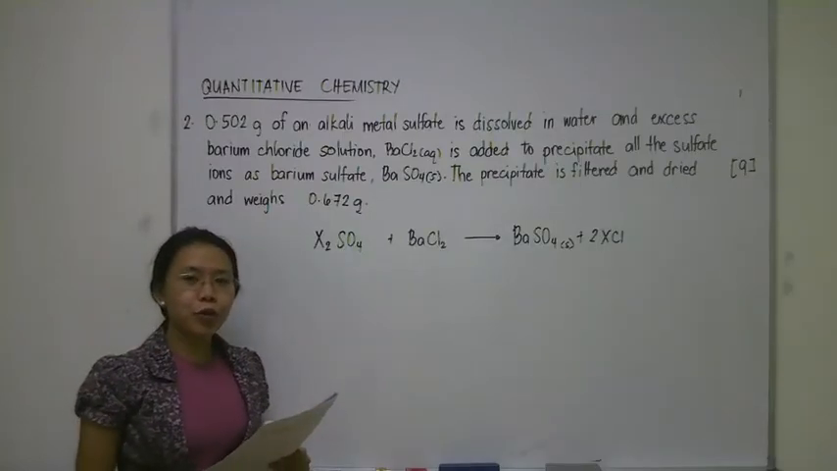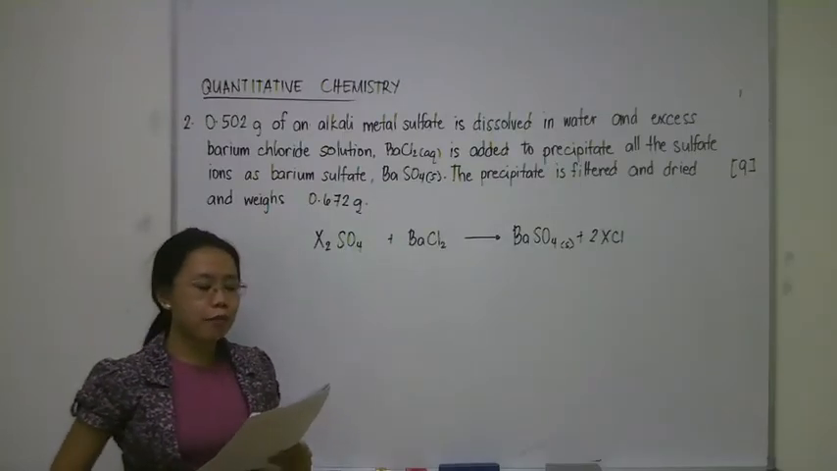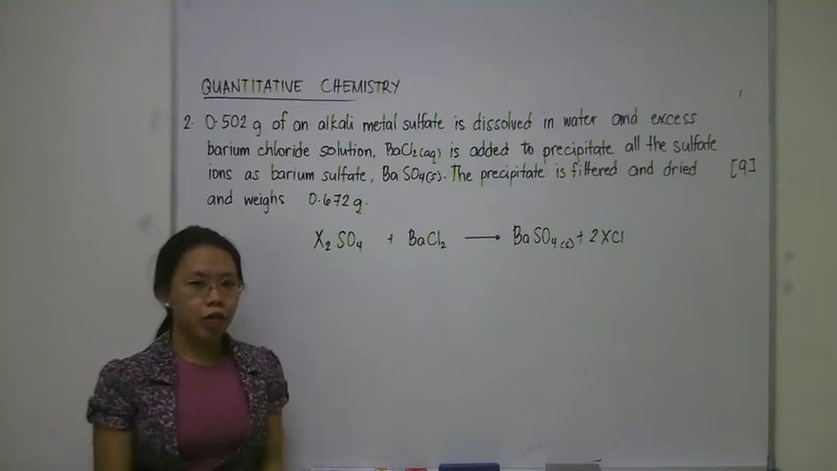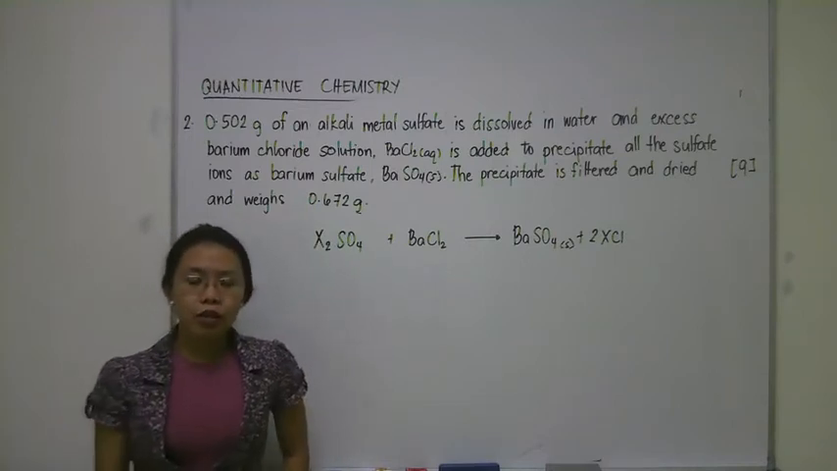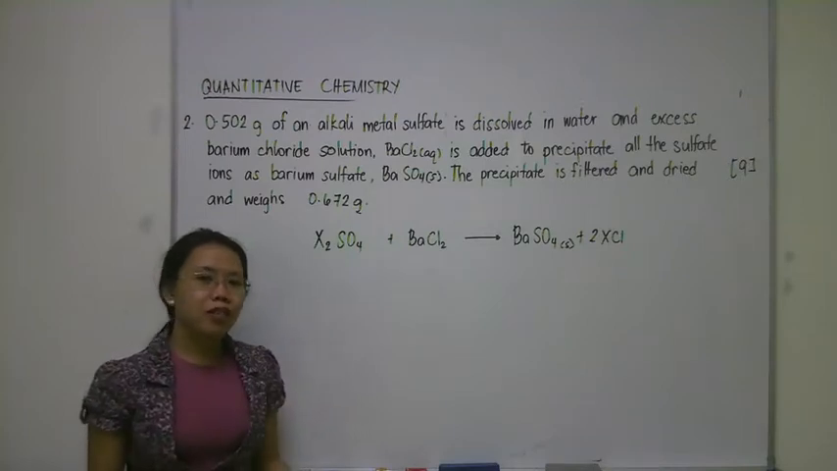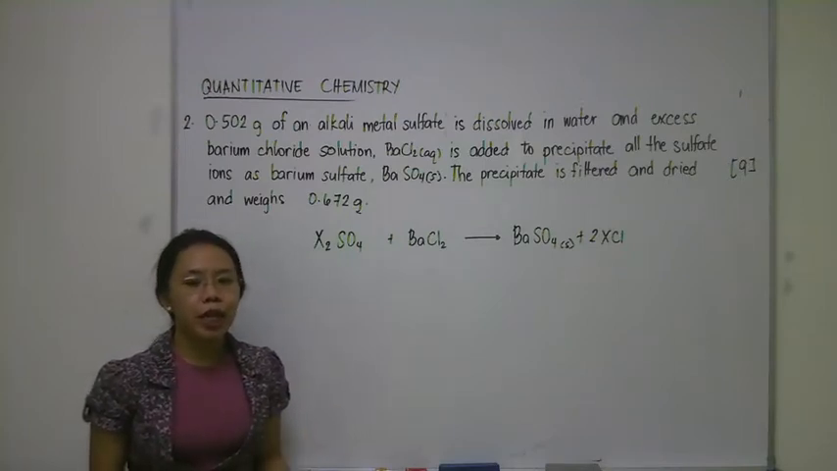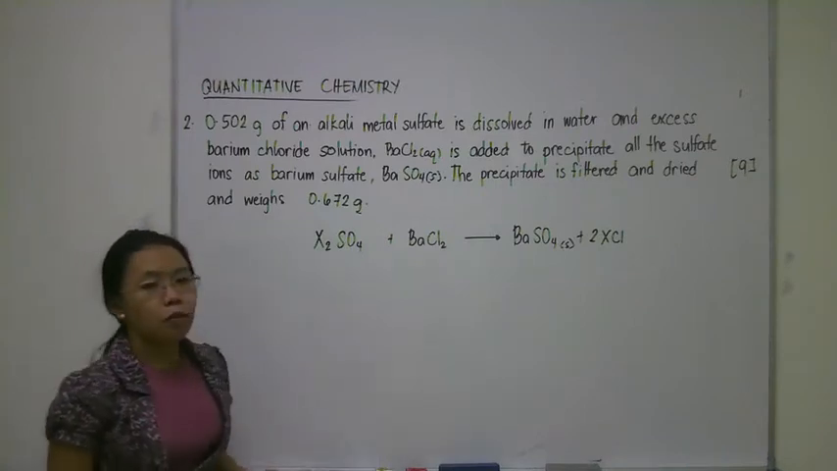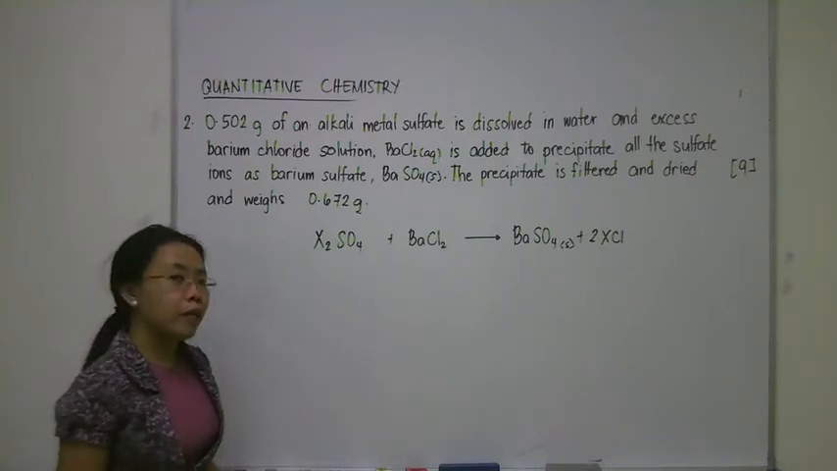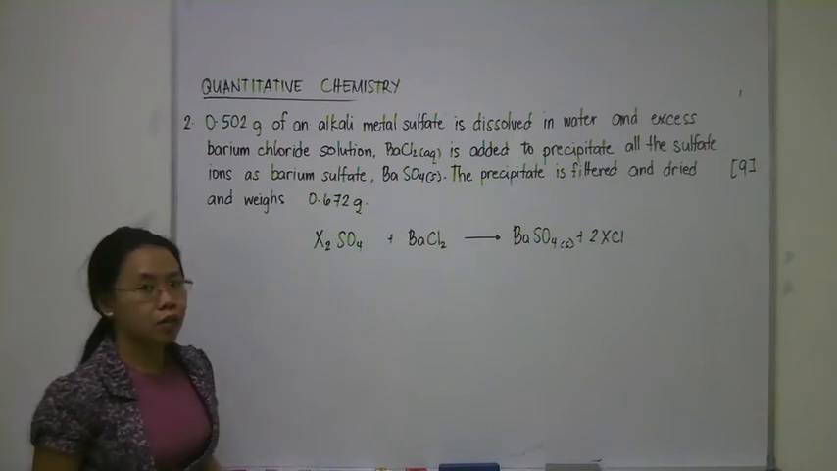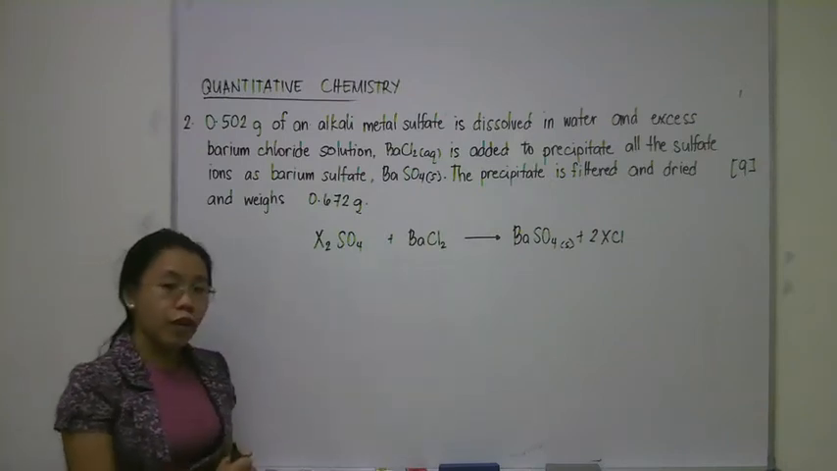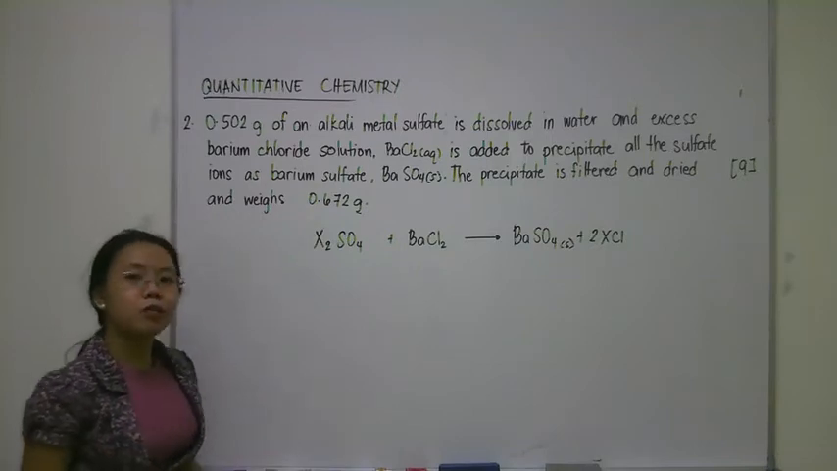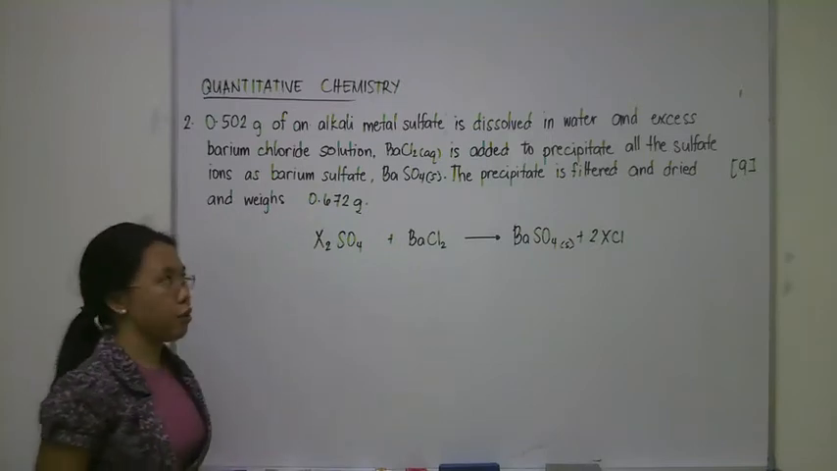Okay, so we're going to solve the second problem for the same chapter, quantitative chemistry. Like what we did earlier, the first step in solving this type of problem is to write the chemical equation. For this specific problem, you will be gaining 9 marks in solving each question. So we need to identify first what the reactants involved in the reaction are.